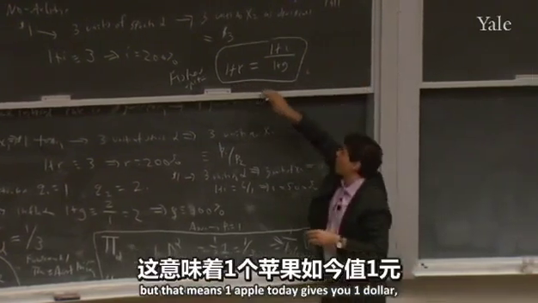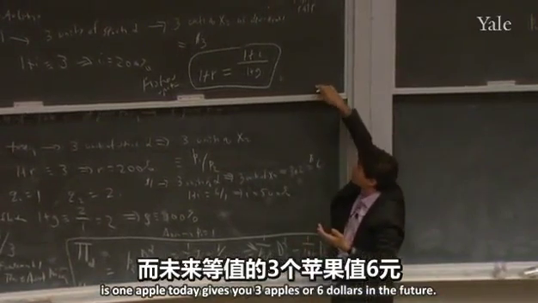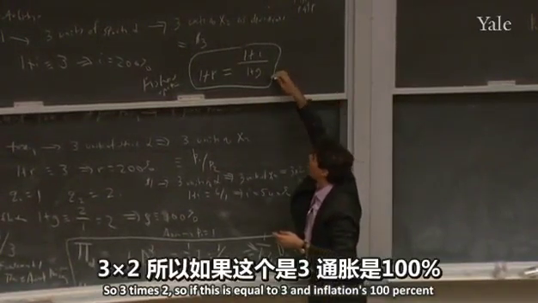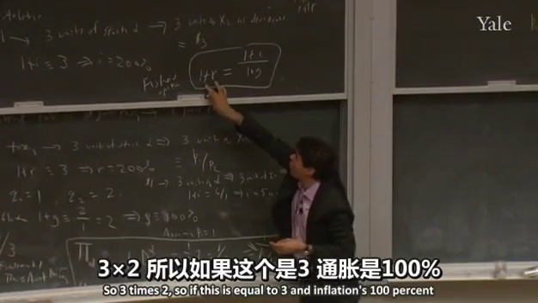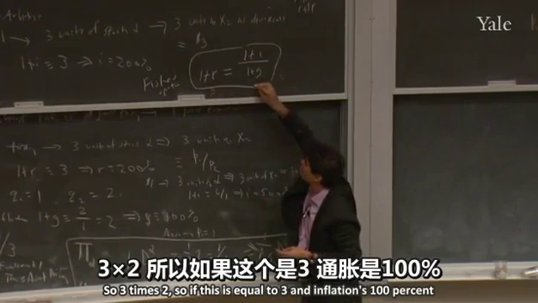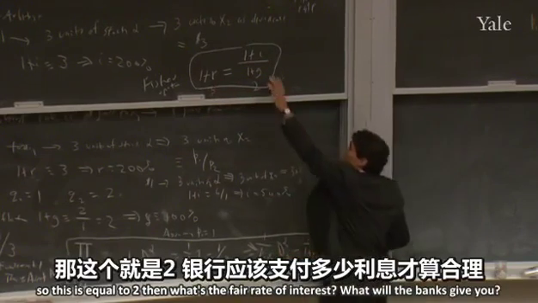but that means 1 apple today gives you 3 apples, or $6, in the future. So you have to take 3 times 2. So if this is equal to 3, and inflation's 100%, so this is equal to 2, then what's the fair rate of interest? What will the banks give you?